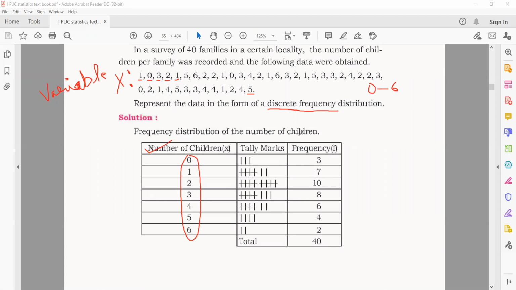Now, how to obtain the frequency distribution? In this case, it is very simple. The study is very small. You have obtained the data from 40. You could easily count how many zeros are there, how many ones are there, and you could come up with the frequencies. In the entire data, there are 3 zeros. So frequency for 0 is 3. In the entire data, there are 7 ones. Therefore, frequency for 1 is 7.